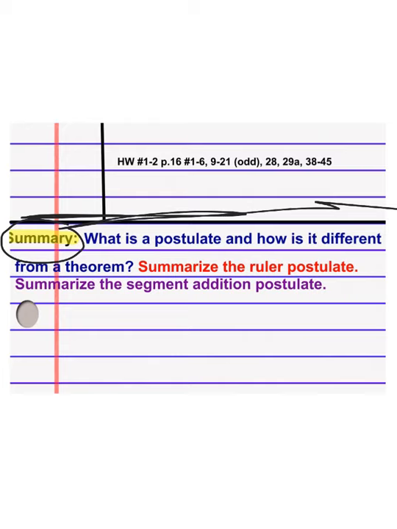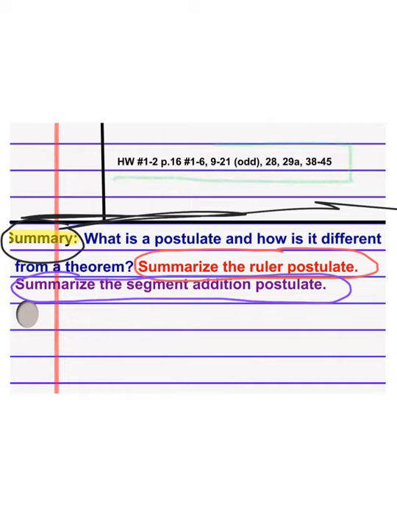Okay, the second sentence of your summary, second complete sentence, starting with a capital letter, ending with a period. Summarize the ruler postulate. How would you describe that in your own words? Last sentence, summarize the segment addition postulate. So you should have at least 3 complete sentences in your summary. The vocab section, you should be able to find all the answers. They should be in your own words, and they should be in complete sentences that start with capital letters and end with periods.